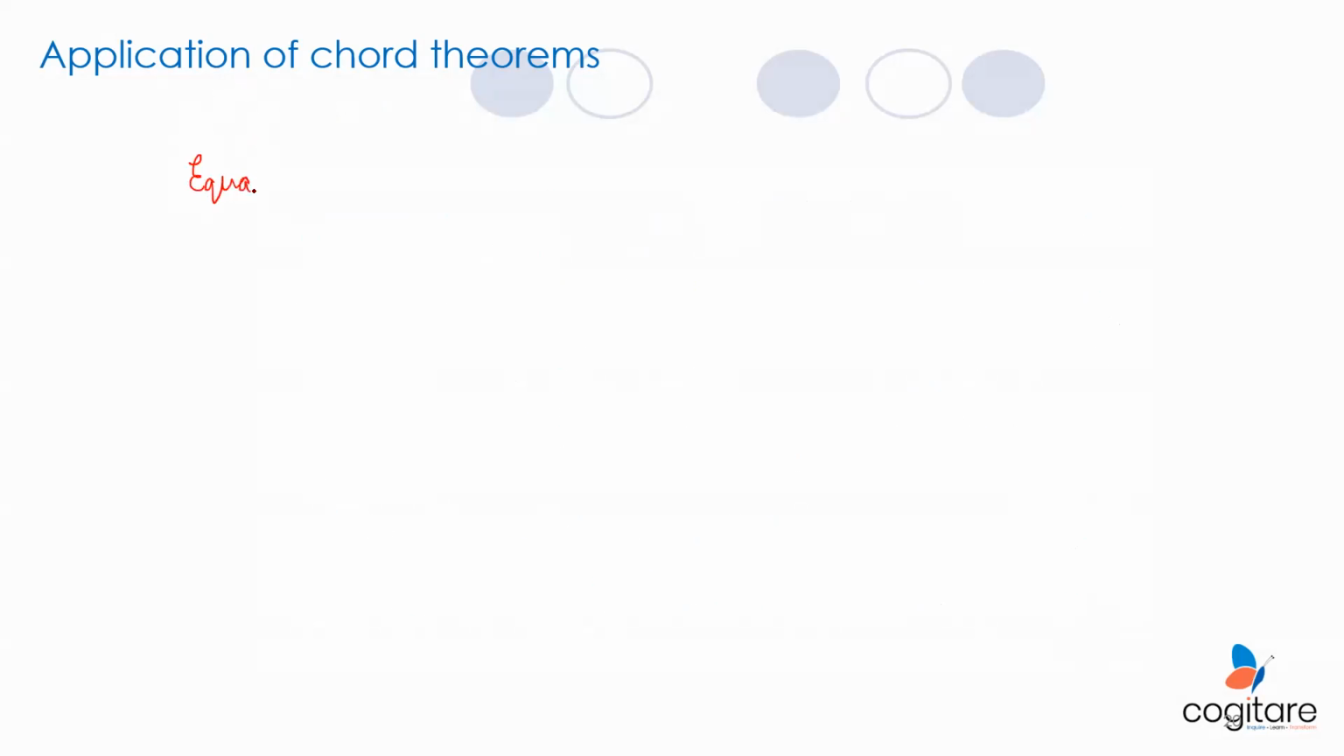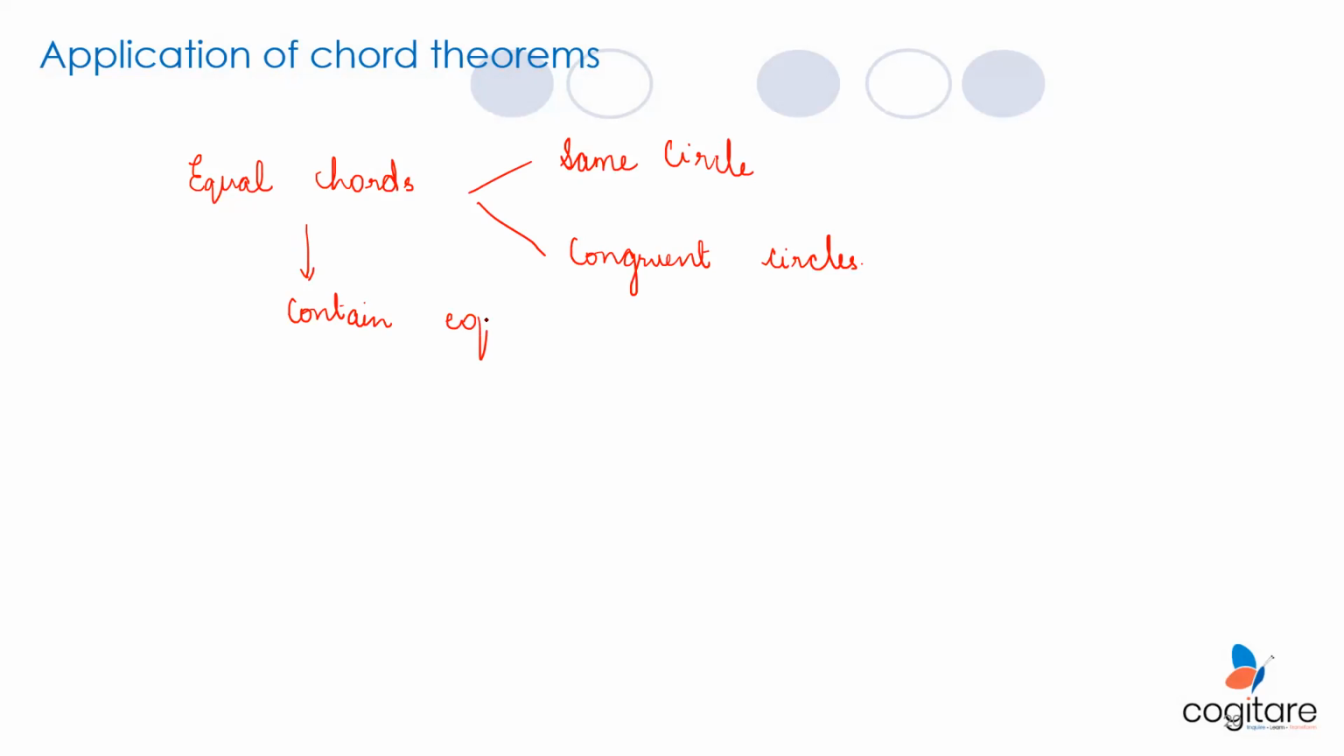If there were equal chords in the same circle or congruent circles, I think that was important, either the same circle or congruent circles, then we saw that they swept equal arcs, right? So equal chords contain equal arcs. We proved this, and the converse of this is also true, right, guys? Which means that if there were 2 equal arcs in the same circle or congruent circles, then they in turn contained equal chords.